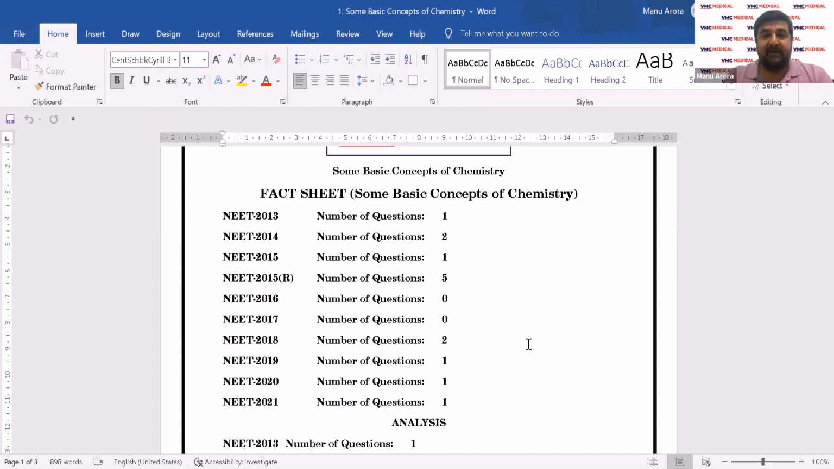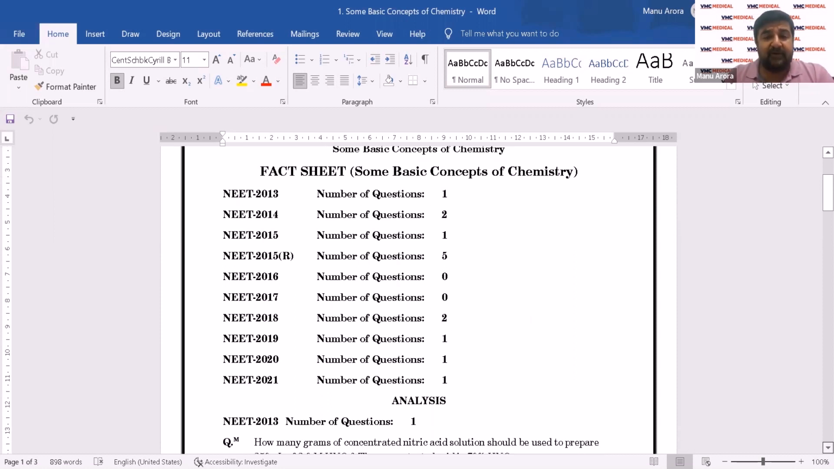Then in 2018 the pattern is back to something like 2 questions, then 1 and 1. In 2021, 2020 and 2019, we have seen only one question coming from this chapter so far. So if you look at this analysis of these 10 years on the whole, I can suggest that there is an average of one question coming from this chapter. At times, the figure of 2 might be more of an overestimate. So let's go on further.